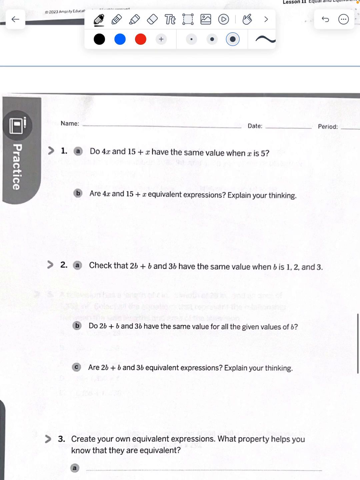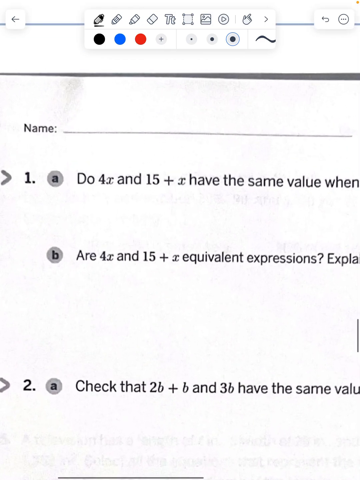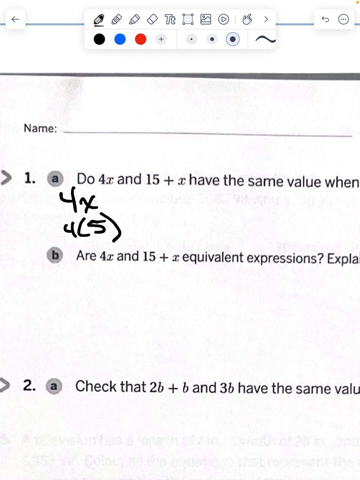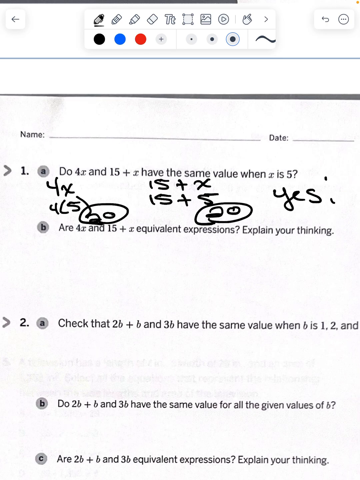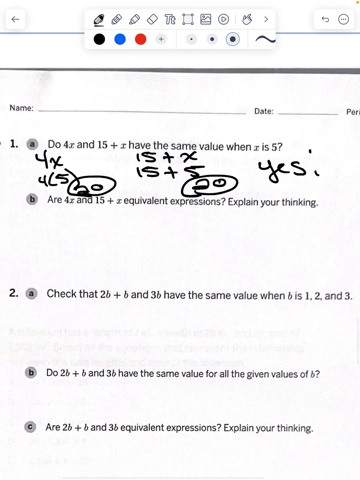Okay? All right. Let's look at how you did. Let's start with number 1. It says, do 4x and 15 plus x have the same value when x is 5? So when x is 5, we're going to substitute in 5 for x, and over here, 5 for x, and they want to know, does it have the same value? Well, on the left, 4 times 5 is 20, and on the right, 15 plus 5 is 20, so yes. And hopefully you're showing your work and not just writing yes, because I know that one's easy enough to do in your head.